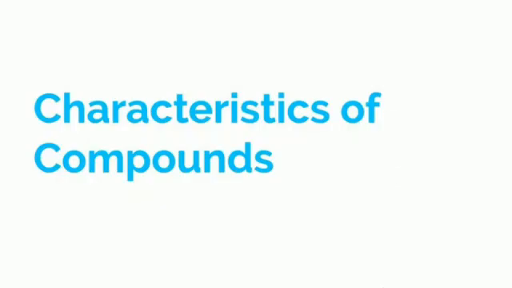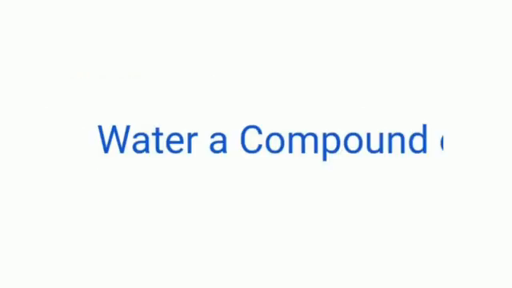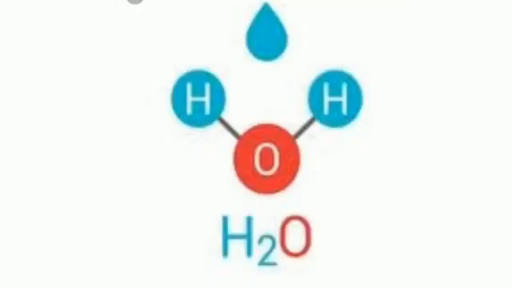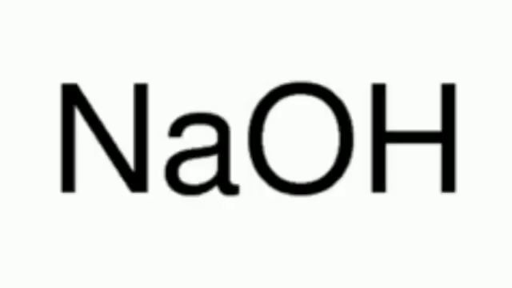Now, what are the characteristics of compounds? The first characteristic is compounds are made up of two or more elements. For example, water. Now, water is made up of the elements hydrogen and oxygen, where you have two atoms of hydrogen and one atom of oxygen, and sodium hydroxide. Now this is made up of elements sodium, oxygen and hydrogen.